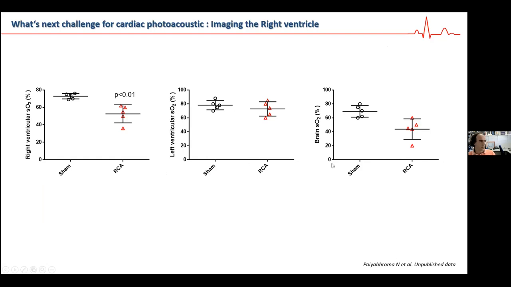We did a couple of measurements. It's unpublished data, so preliminary data. We were able to see a decrease in right ventricular oxygenation level after one day. No differences when you move to the left ventricle. And what is interesting is that, as with the LAD ligation model, you see a decrease in oxygenation level in the brain. A lot of work needs to be done to better understand what's going on.